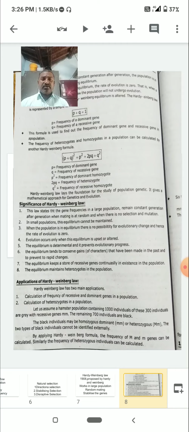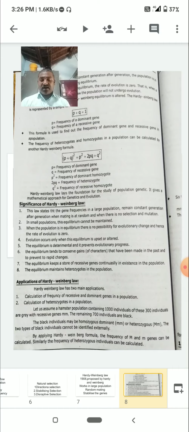So, simply we have to remember about the Hardy-Weinberg law. It works in large populations. In that population, random mating takes place. In that population, there are no mutations, no migration, and no selection. Okay. So, the Hardy-Weinberg law can maintain a species.